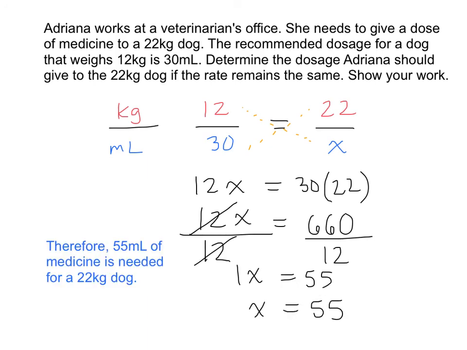Well, since x represented the dosage that Adriana needed to give to the 22-kilogram dog, we can conclude that, therefore, 55 milliliters of medicine is needed for a 22-kilogram dog. And by using both methods, we still got an answer of 55.